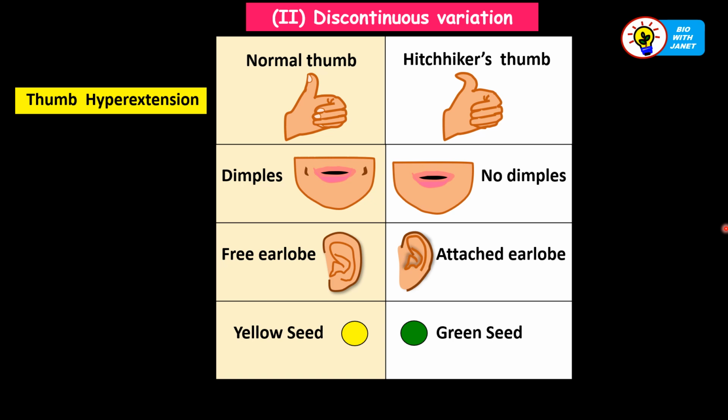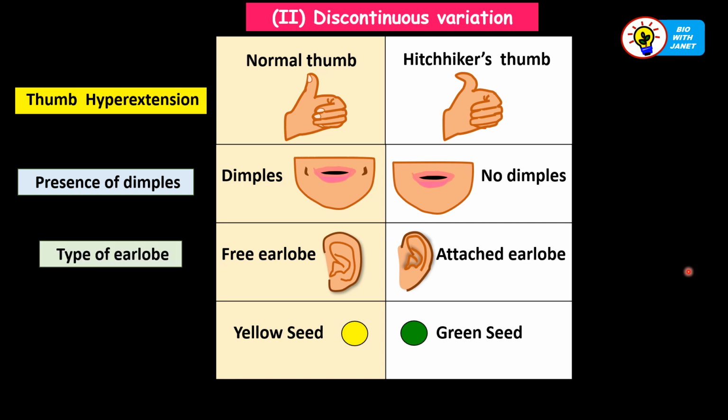Now, next is the presence of dimples. Most people have no dimples on the cheeks, but some people do have small depressions on the cheeks, either one or two, and these are called dimples. This is genetically determined, or inherited, and it is a type of discontinuous variation.